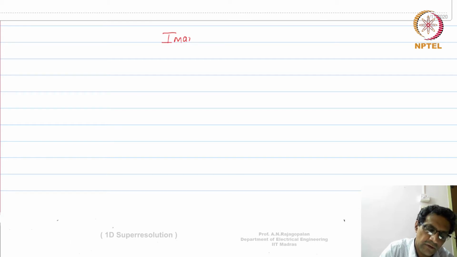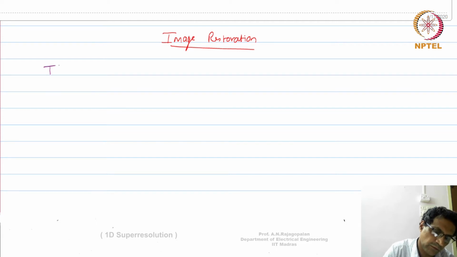Let us look at one more example under image restoration. Our main topic is still image restoration, which, as I said, is an inverse problem. And we will look at what is called image super resolution. Earlier what we saw was a deblurring problem, which was again ill-posed.